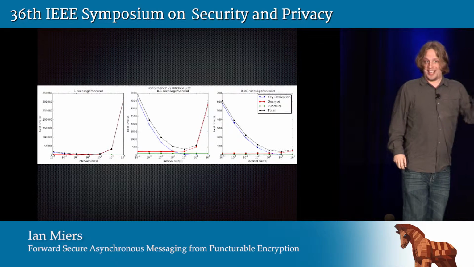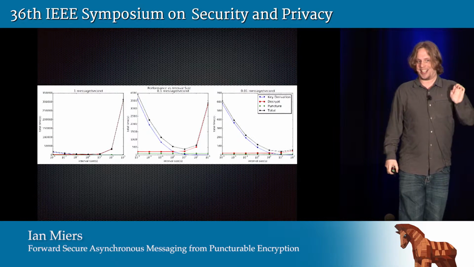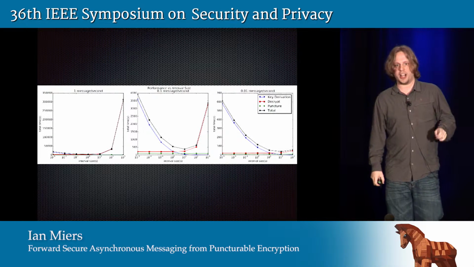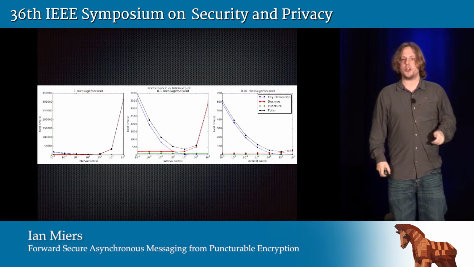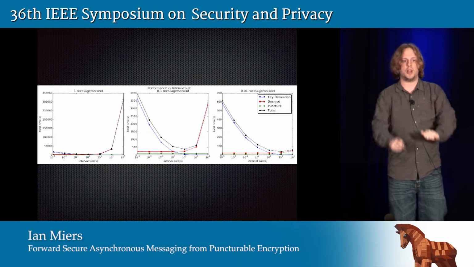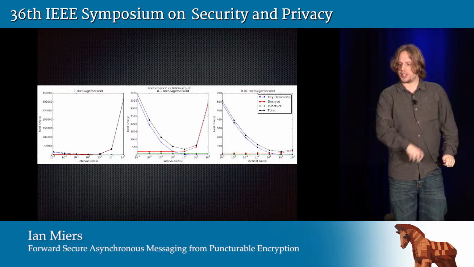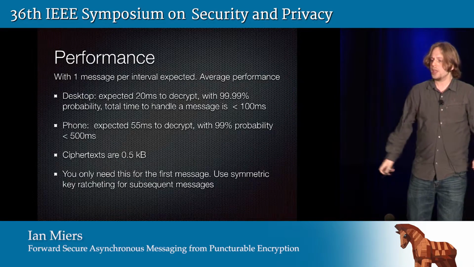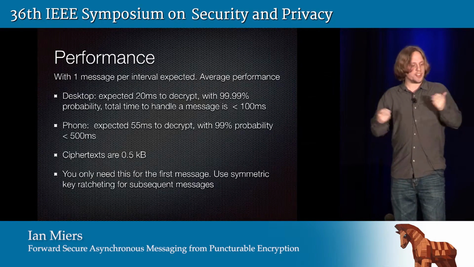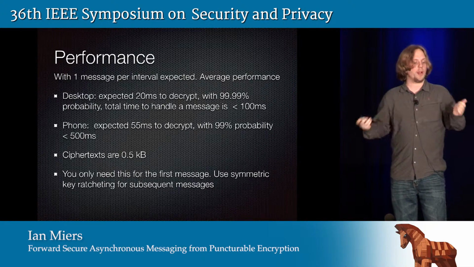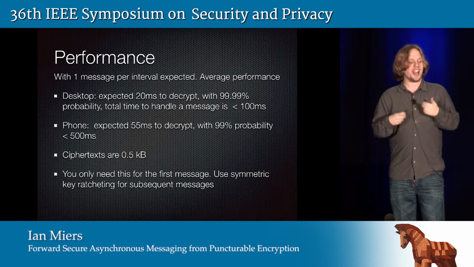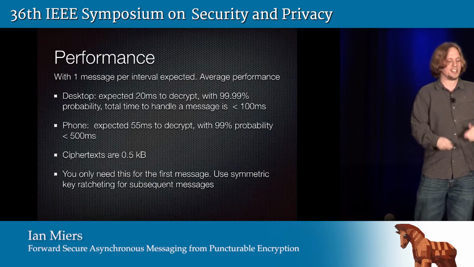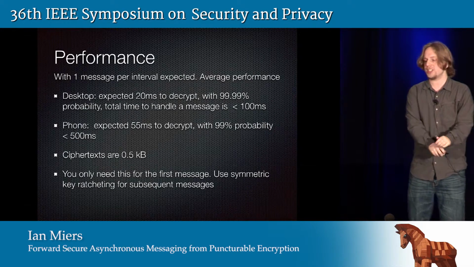But you do still need it, right? Because you expect to get one message per interval. But if you get unlucky, if you guessed wrong, and you will occasionally have guessed wrong, you then have this to fall back on. And so when you assume one message per interval, how well does this thing perform? Well, the average performance is it takes expected 20 milliseconds to decrypt with 99% probability, again, because you have a probabilistic distribution on the messages. And total time to handle a message is less than 100 milliseconds.